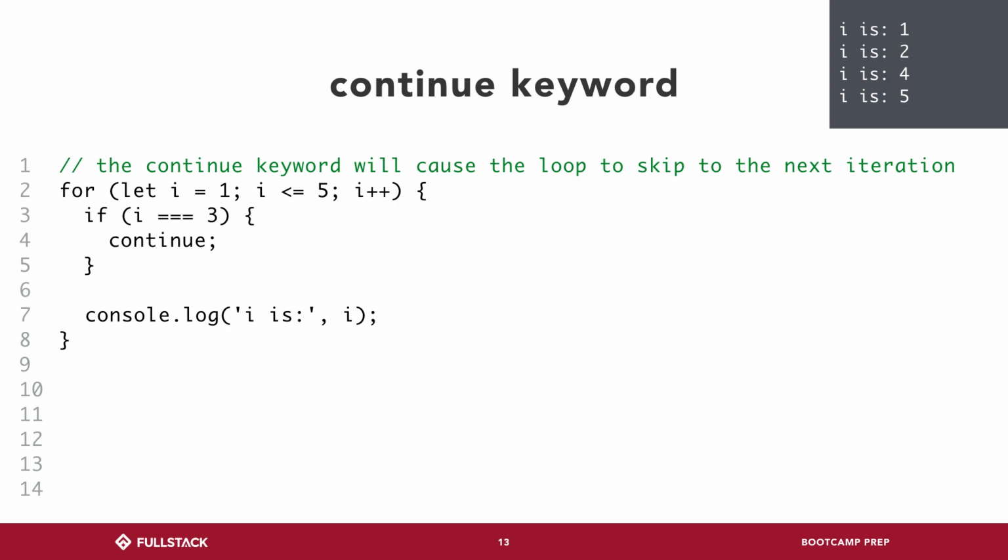So the continue lets us get out of this version of the code block a little bit earlier, and we won't log out the 3. But the for loop will continue to run, and now increment i to 4. 4 is not 3, so we log it out. We increment to 5. 5 is not 3, so we come down here, log it out. 5 becomes 6, and then we're done with the for loop.